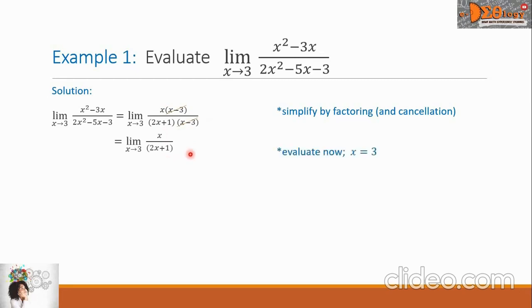At this point, we can now evaluate the x by substituting the value 3. So we have now 3 all over 2 times 3 plus 1. The 2 times 3, we know that this is 6. 6 plus 1 is 7. And we have our final answer as 3 over 7.